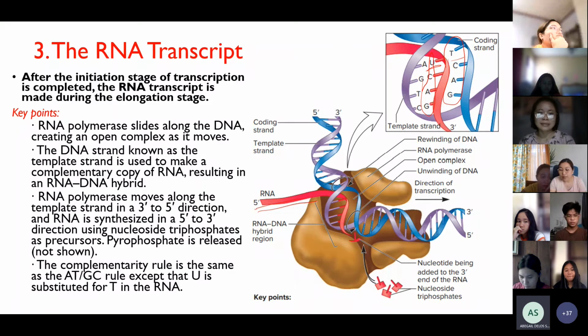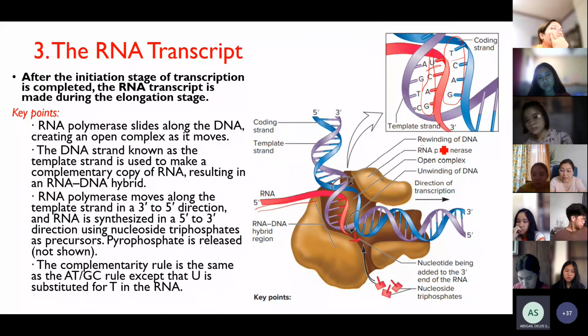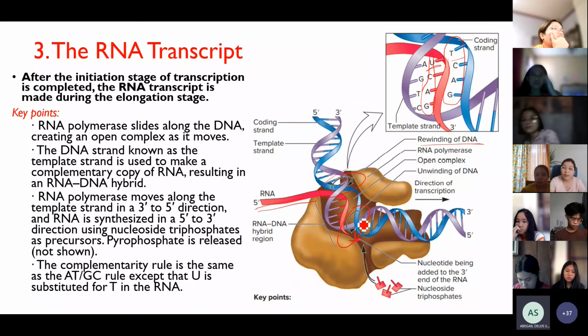So every time you finish creating RNA from your template strand, it would be rewound back into the helix. There is rewinding. See here, it would reattach itself to its coding strand. And you also have here, on the other side, the unwinding. This is where you remove the hydrogen bonds.